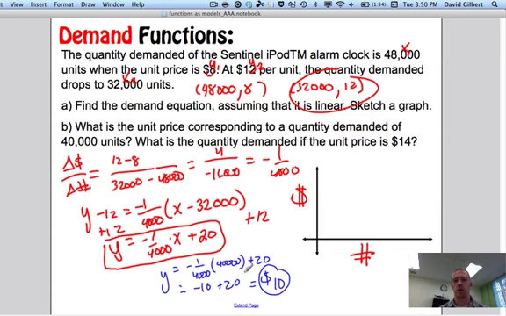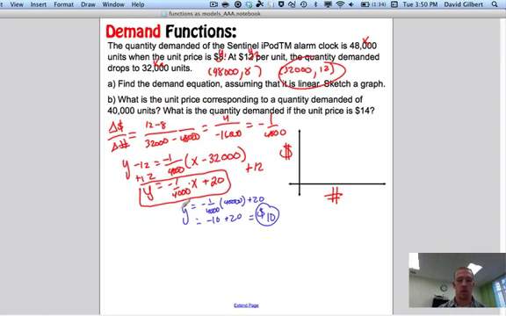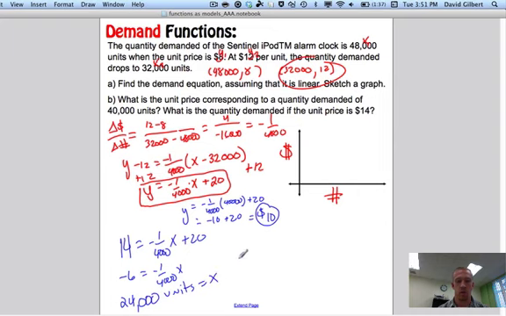Then what quantity is demanded if the price is 14? So we plug in 14 for our price, and that's going to equal negative 1/4000th times the demand plus 20. So we subtract 20 from both sides, we get negative 6 equals negative 1 over 4 grand x. Multiply both sides by negative $4,000, and we get 24,000 units are demanded when the price is $14.